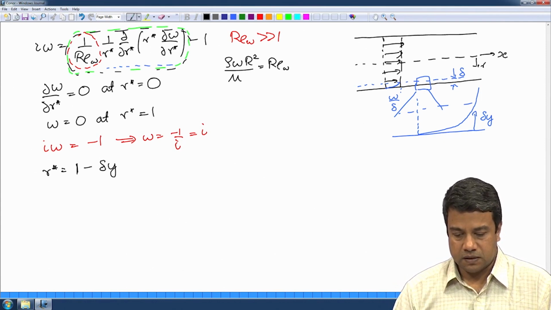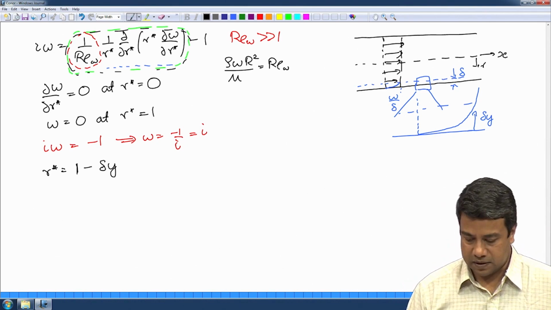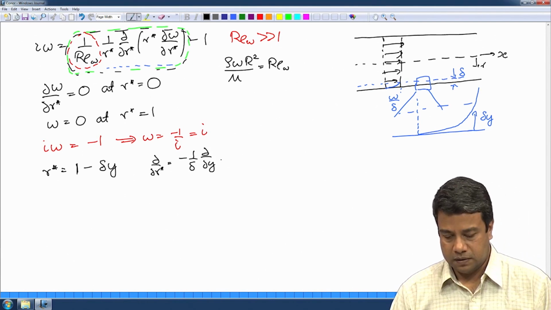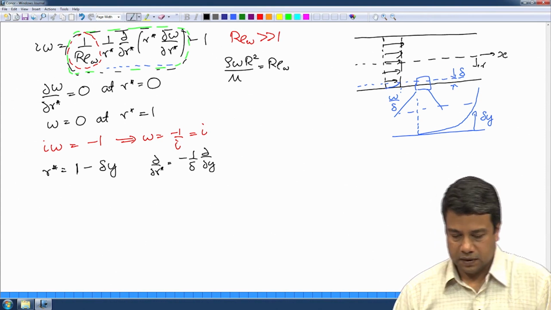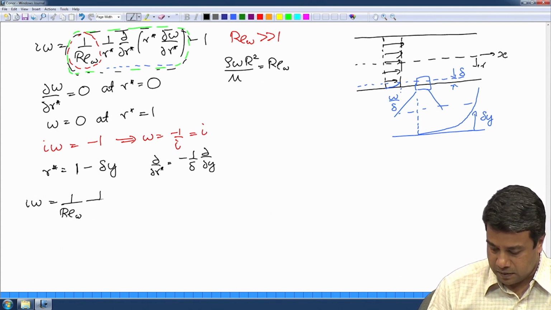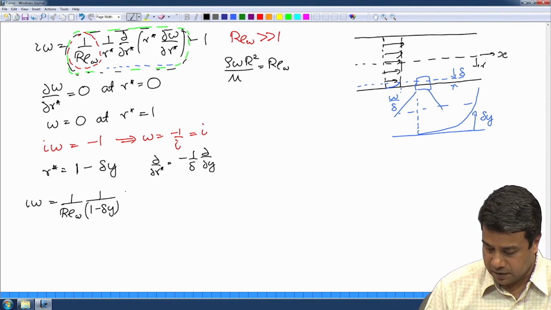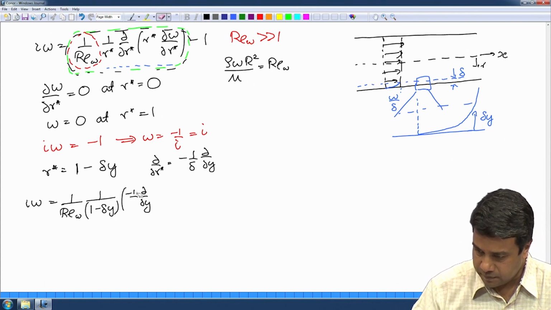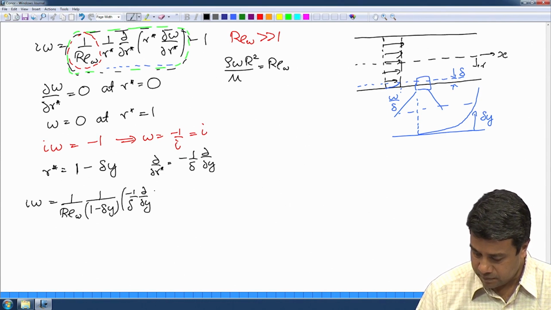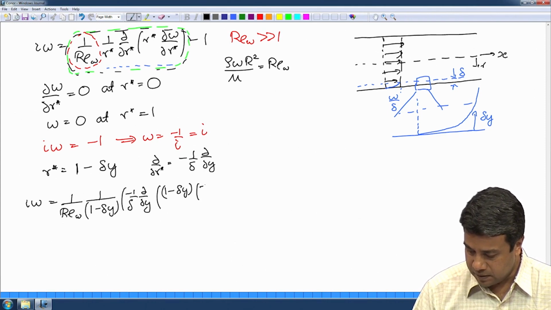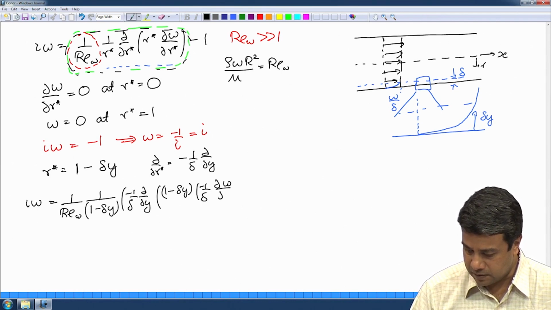So, once I have done this rescaling, I insert that into the equation. I will get d by dr star equal to minus 1 by delta d by dy. So, I can write the equation as i w equal to 1 by Re omega, 1 by 1 minus delta y, into minus 1 by delta d by dy, acting on r star, which is 1 minus delta y, into minus 1 by delta partial w by partial y, minus 1.